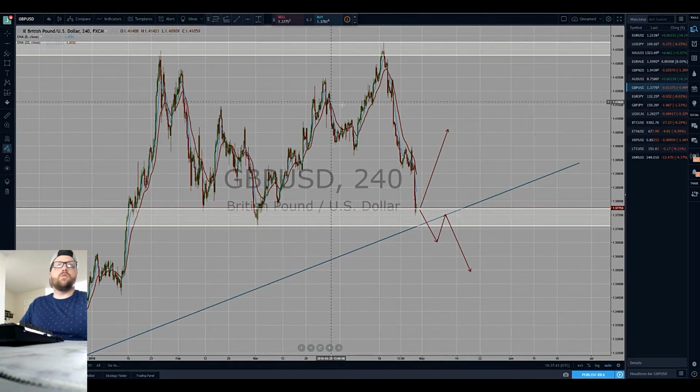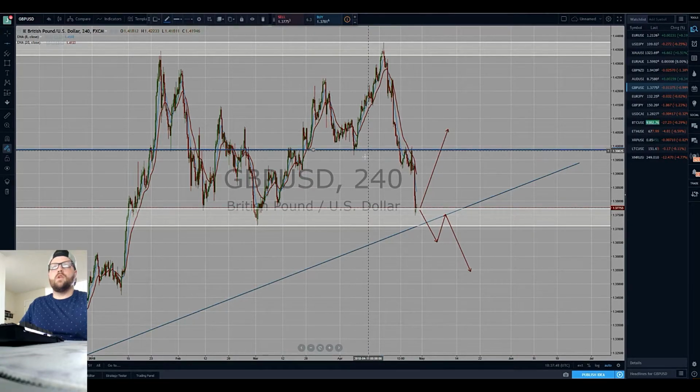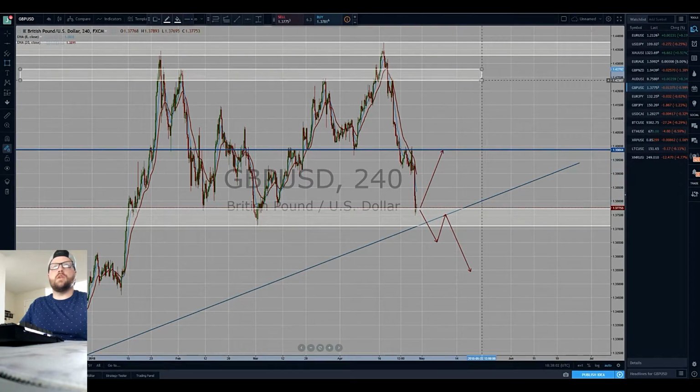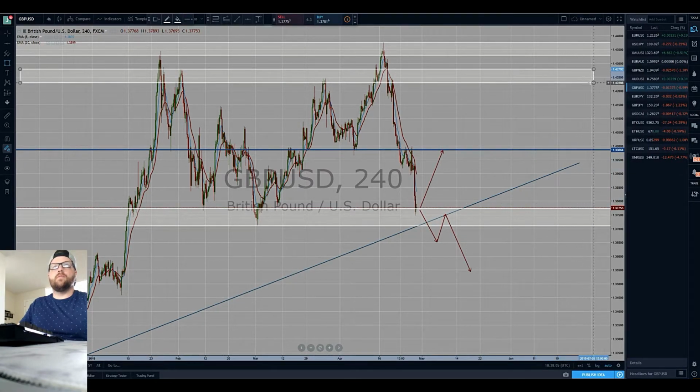We could add some more levels such as this one right here. There's a level where price could stop. We have something like that. As well as if you wanted to draw this zone right here, which we'll go ahead and do. Just makes things pretty simple, easy to understand. We can draw that zone as well.